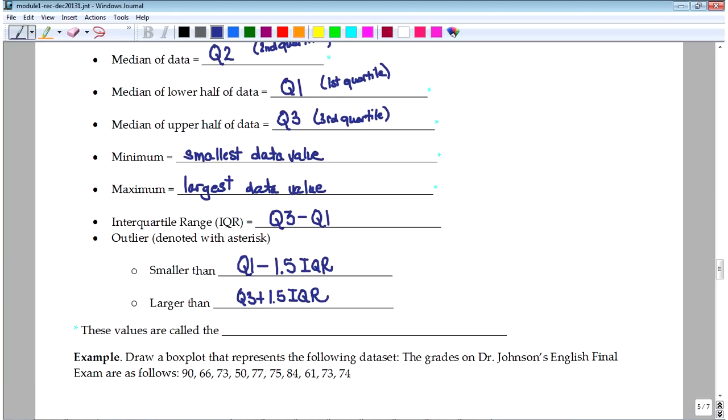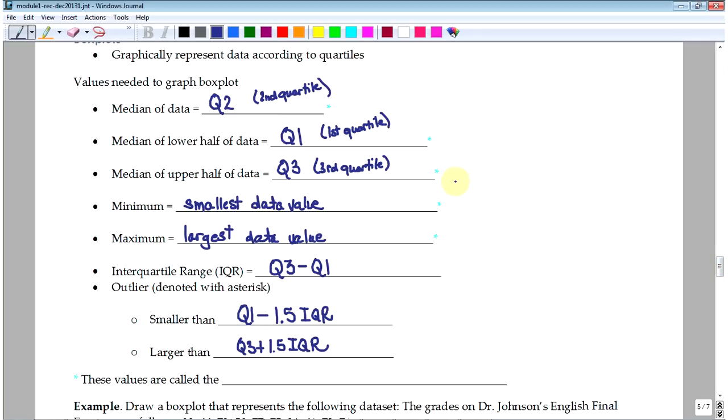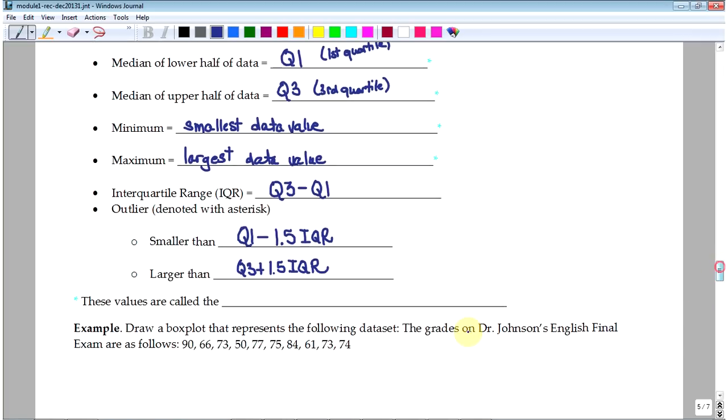So the values that have the blue asterisks beside them are called the 5-number summary. So those are the values that you need to have in order to draw your box plot.